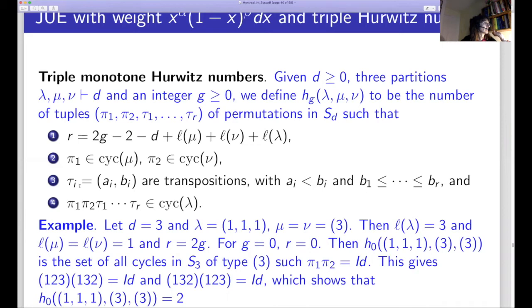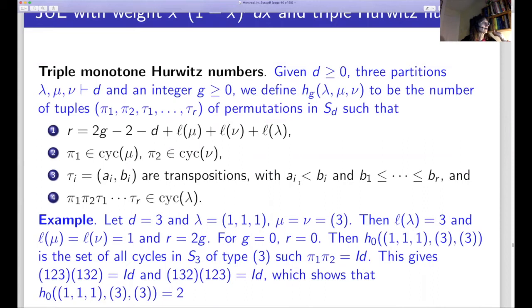Sorry, the tau's are transpositions. Since we want them weakly monotone, when a_i is less than b_i, we want b_1 less or equal than b_2 less or equal than b_3, and so on. Then the condition is that the product of pi_1, pi_2, tau_1, up to tau_r has the cyclic structure of lambda.